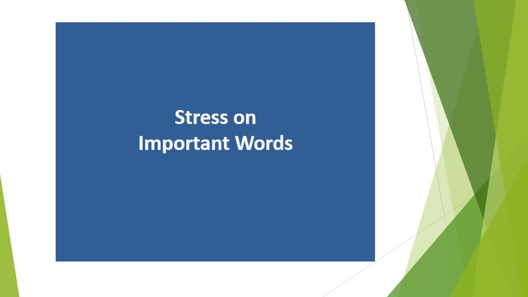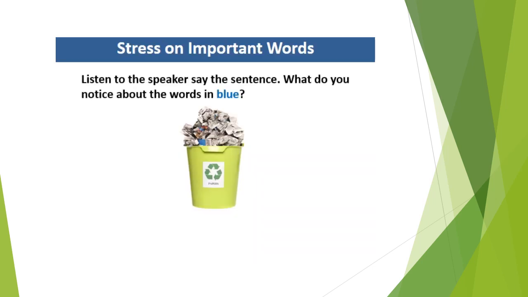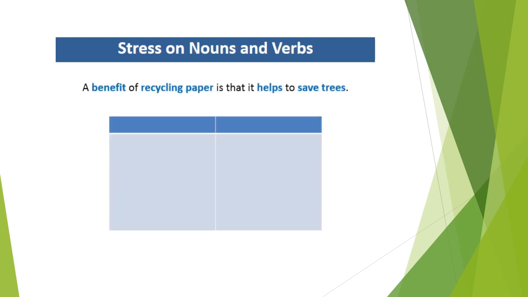Stress on important words. Listen to the speaker say the sentence. What do you notice about the words in blue? A benefit of recycling paper is that it helps to save trees. When we say this sentence, we put more stress on the words in blue. In other words, we say them louder and longer. But why? We usually put extra stress on content words.